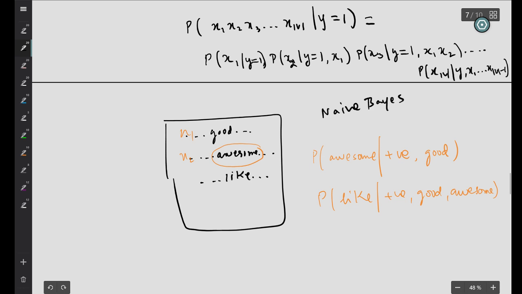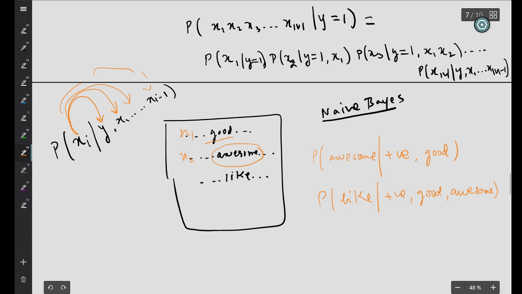The naive Bayes assumption says that the probability of a given word xi coming, given the class and maybe some words x1 to xi minus 1 you have already seen, is only conditioned on y. It does not depend upon the probability of other words. It does not depend on whether you have seen the word good or like or some other word. So it says that the probability that awesome is there given the class is positive just depends upon the y value, not upon the x value.